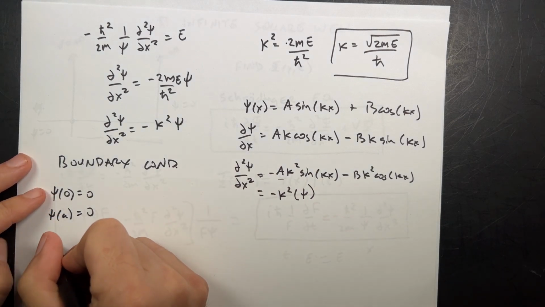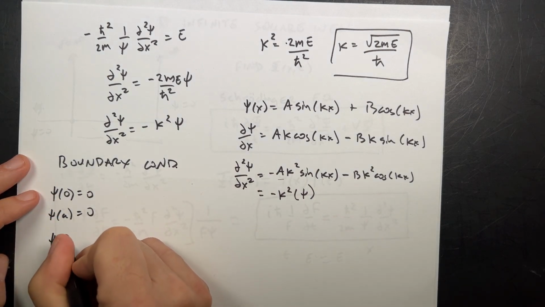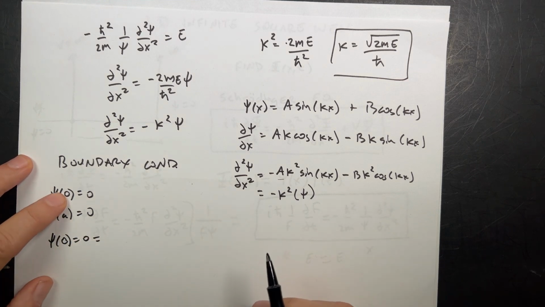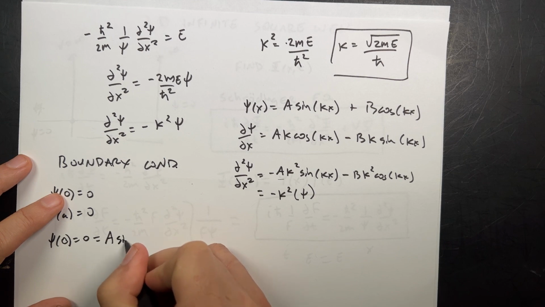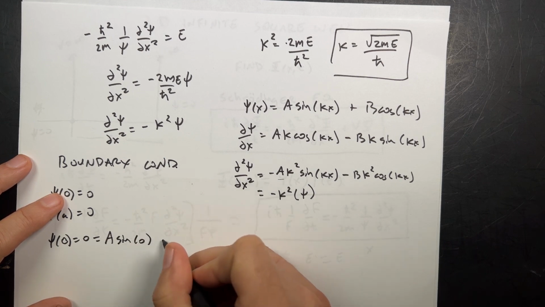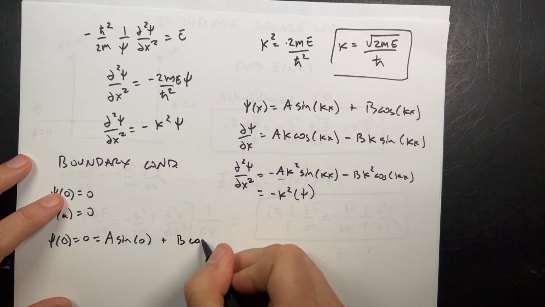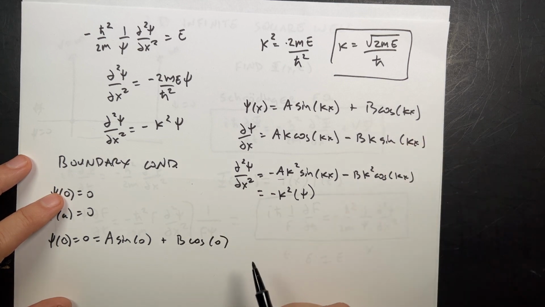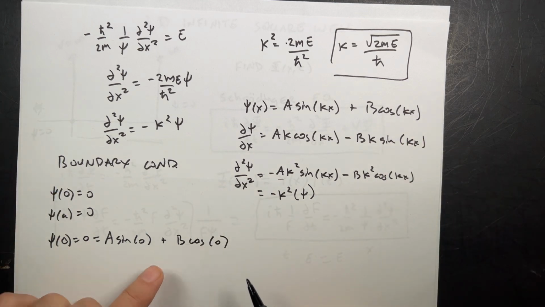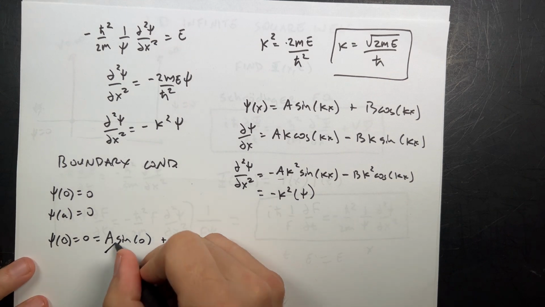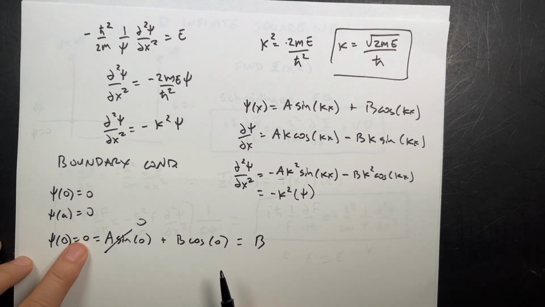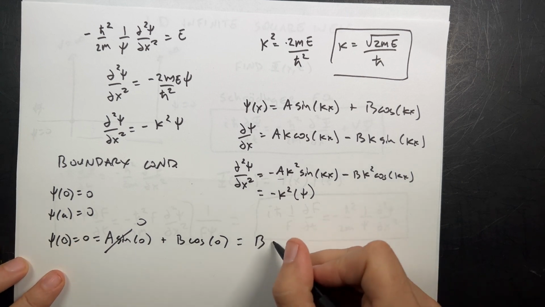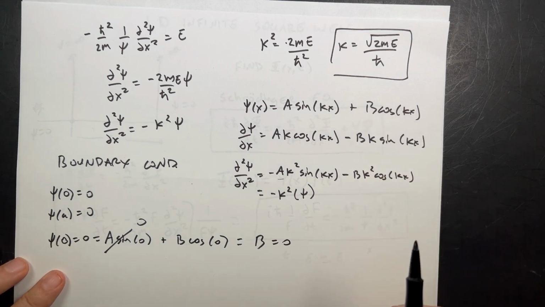So psi of 0 equals 0, and I'm going to put in 0 for x. So up here, I have A sine of 0 plus B cosine of 0, because I put in 0 for x. Well, cosine of 0 is 1. Sine of 0 is 0. So this term's gone away. I get B times 1. So that means B equals 0. So that whole term's gone.